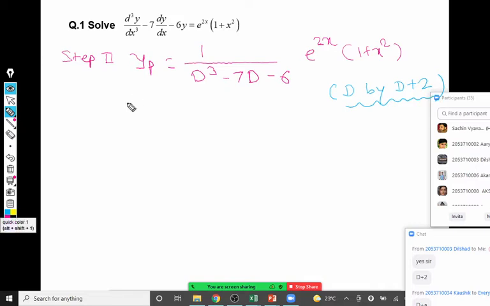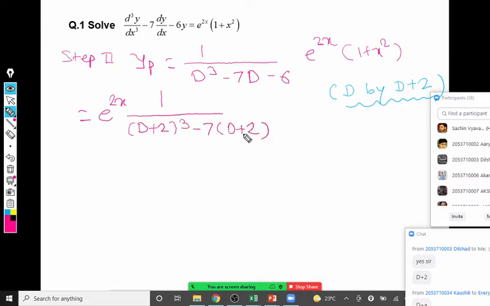So in this step, what happens? This e raised to 2x will now be outside the operator. You will observe where I have written e raised to 2x, it is outside the operator. Here every D we are going to replace by D plus 2. It is (D plus 2) bracket cube minus 7(D plus 2) minus 6, and here 1 plus x square as it is. Right now this operator we have to operate on 1 plus x square.